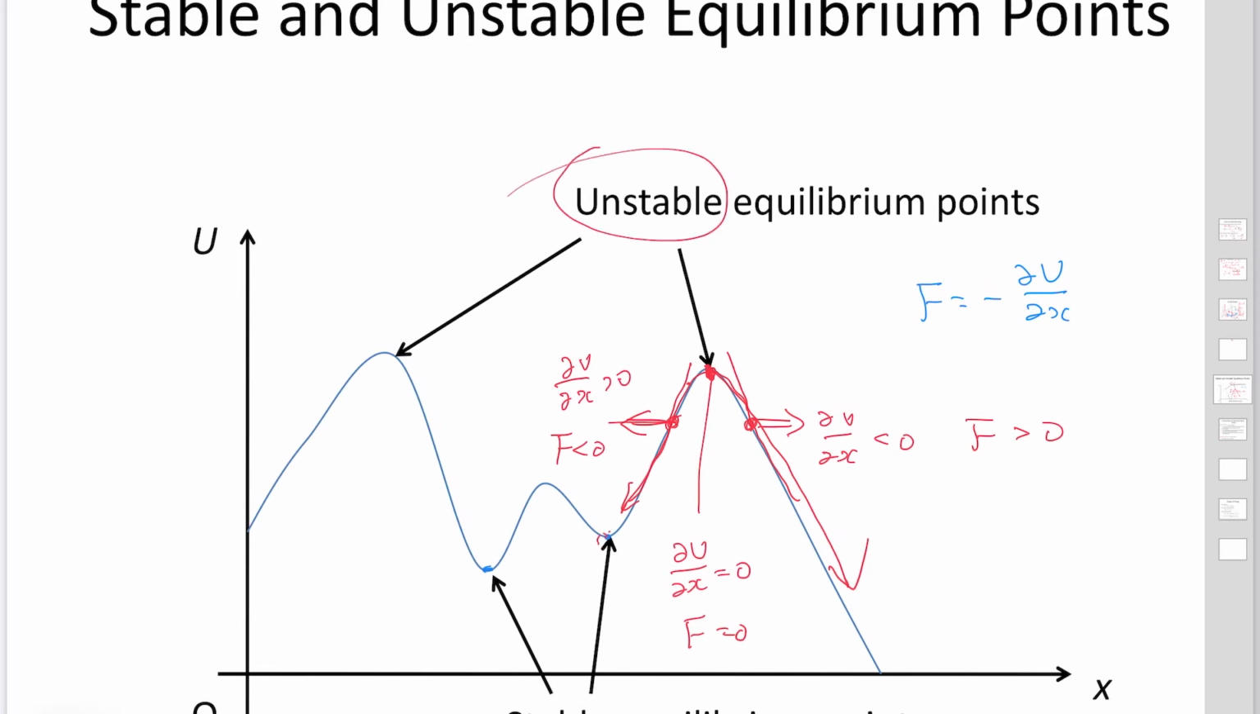But at the bottom of the potential energy curve, the particle makes an oscillation motion around this region. This is a stable equilibrium point. So we have two types of equilibrium point. By looking at the shape of the potential curve, we can judge whether the equilibrium point is stable or unstable.